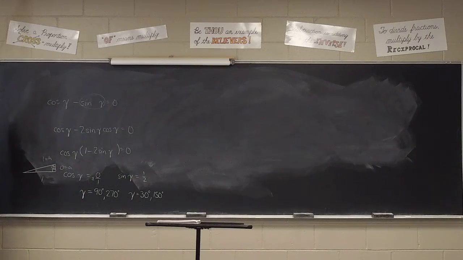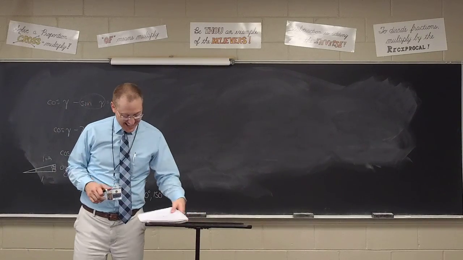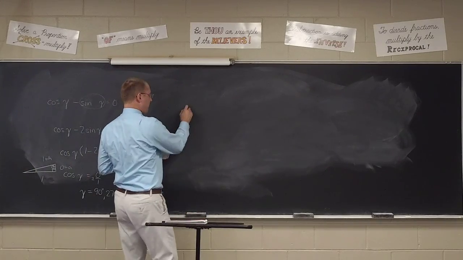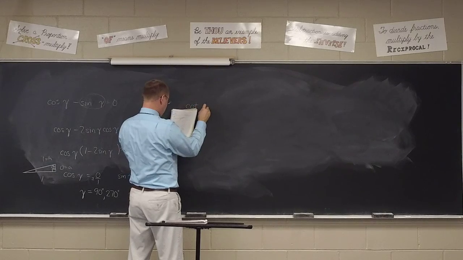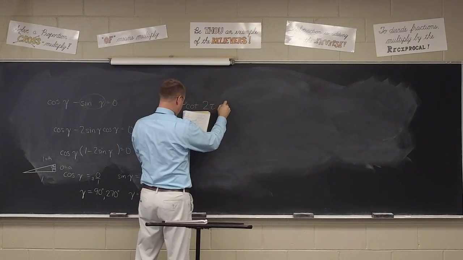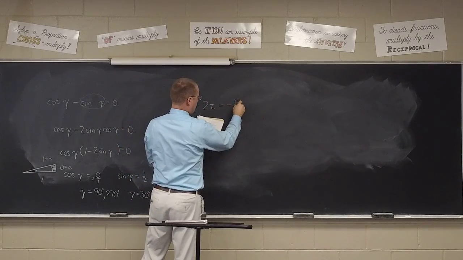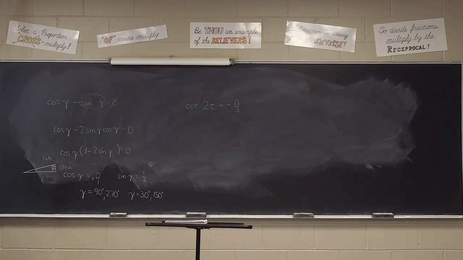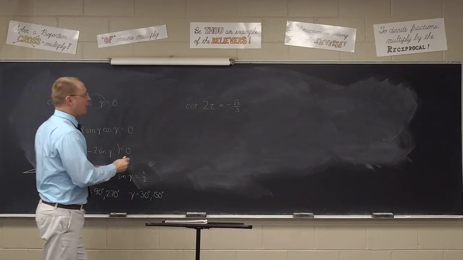All right, let's go ahead and take a look at number 35. The other problem you had for homework, and this problem, again, is a change from what was in my book originally, cotangent 2 tau. Is it negative square root of 3 over 3 in your textbook? Yes. Okay, that's a lot easier than what they originally had. They're going soft on you.